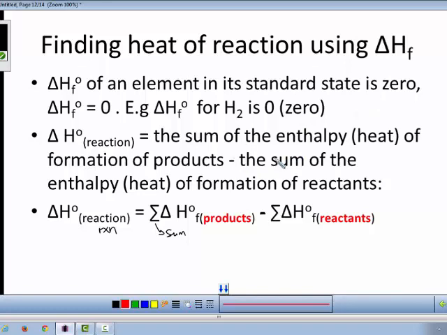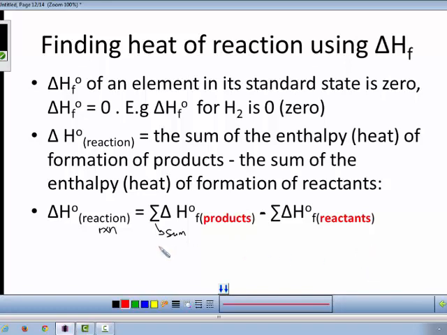How do we use the delta HF to calculate the enthalpy for a reaction? Delta H of the reaction is the sum of the heats of formation for the products minus the sum of the heats of formation for the reactants. So that's the definition in words. In the equation, delta H for the reaction is equal to the sum of all the delta HF for all the products minus the sum of all the delta HF for all the reactants. So in short, delta H for the reaction is products minus reactants.